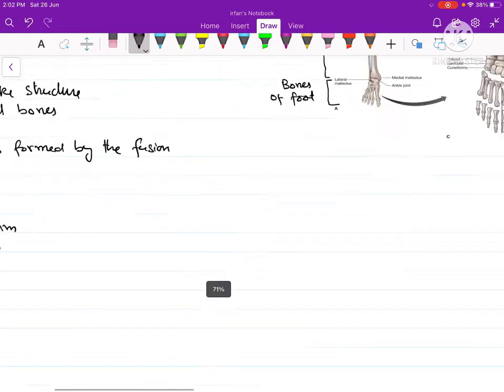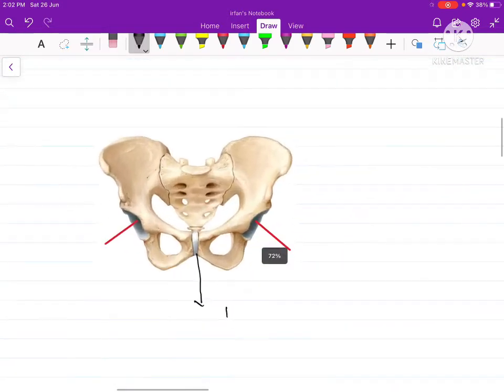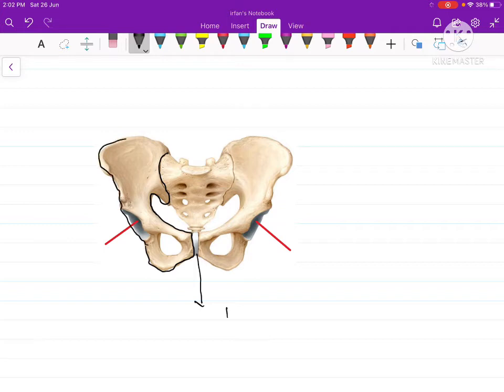Let us have a look at the diagram of the entire pelvic girdle. Here is the pelvic girdle. You can see that the pelvic girdle is anteriorly formed by the fusion of two bones. These two bones are the coxal bones. This is one coxal bone, and this is the second coxal bone.